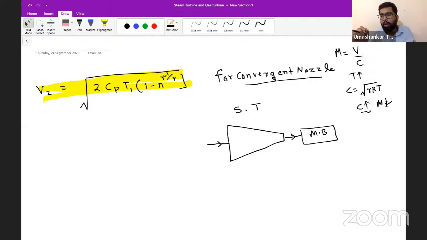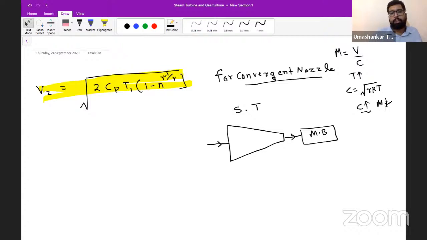So the chances of having the condition go into a supersonic state are quite less. So practically, mostly convergent nozzles are utilized. Convergent nozzles are utilized in steam turbines. That's why we are focusing so much on convergent nozzles. Is that clear?